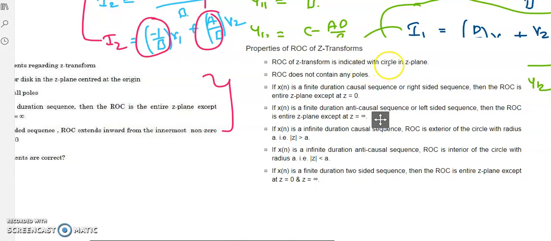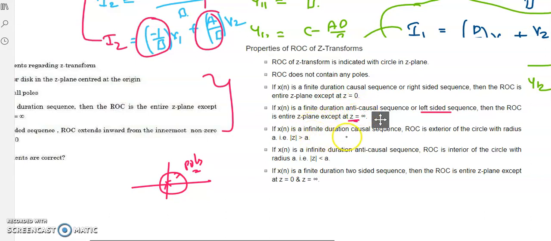ROC of Z transform is indicated with a circle in the Z plane. That means it will be just like this. ROC doesn't contain any poles. That means within this region, it should not contain any poles. And if x of n is a finite duration causal sequence or right-handed sequence, then the ROC is the entire Z plane except Z is equal to 0. If x of n is a finite duration anti-causal, that is a left-handed sequence, then the ROC is the entire Z plane except Z is equal to infinity.